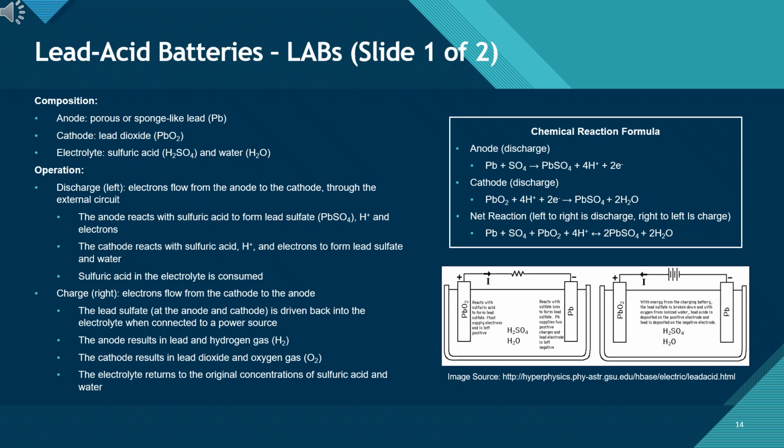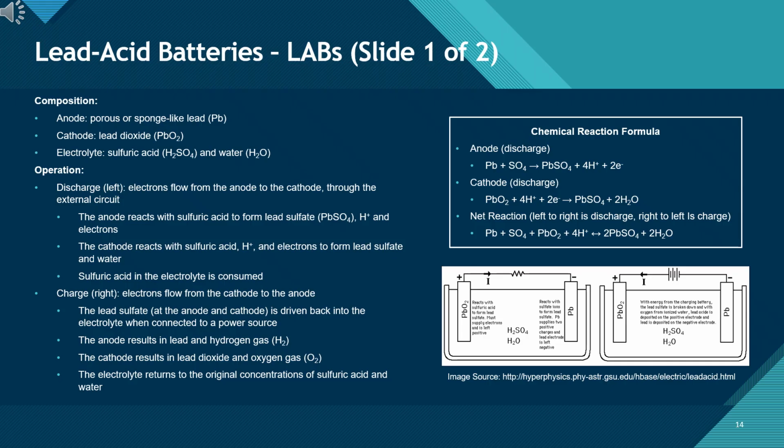Lead-acid batteries. Slide 1 of 2, let's take a quick look at how a traditional lead-acid battery works. On the left, we see the battery discharging. Electrons flow from the lead anode to the lead dioxide cathode, and both electrodes gradually turn into lead sulfate as the sulfuric acid in the electrolyte is consumed.